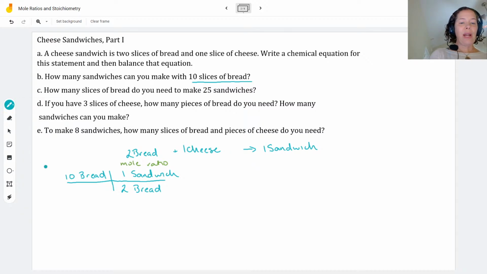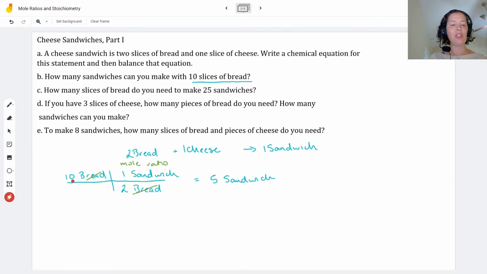Okay, but this is where we get now our 5 sandwiches. So what I want to show here is you can see the bread cancels, and for the math, we just did 10 divided by 2, and then you could argue that you then multiplied by 1, but of course that doesn't change anything. And this is why we get 5 sandwiches. So the math that you did in your head without even thinking about it, without even worrying about it, is exactly the kind of math that we're going to do in our mole ratios.